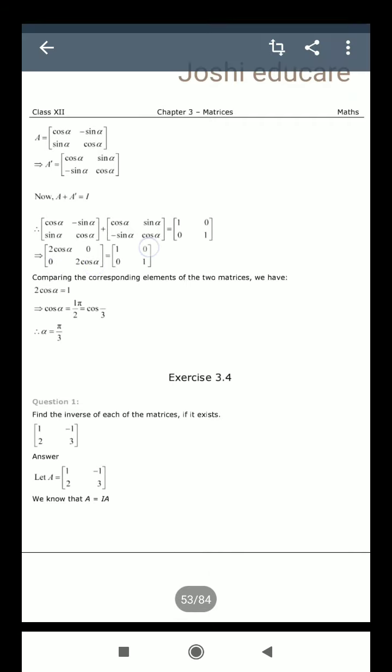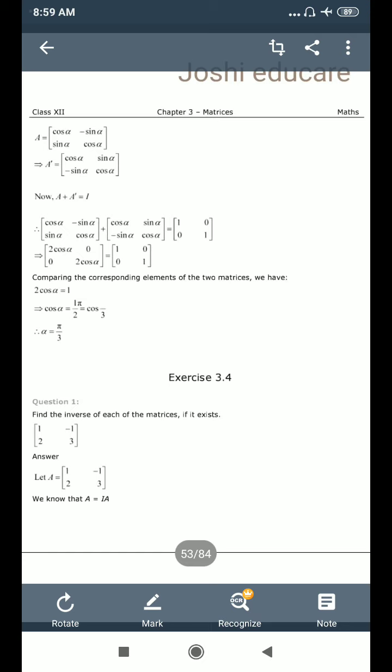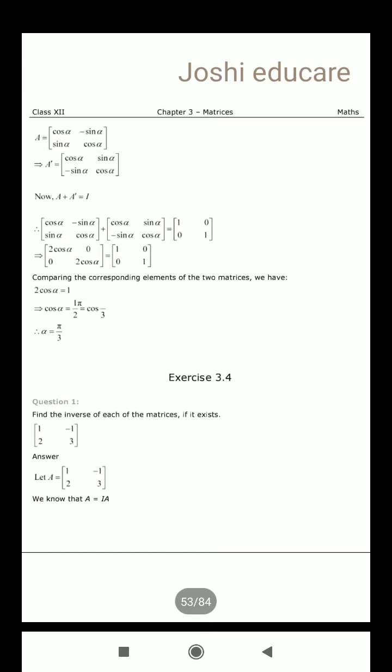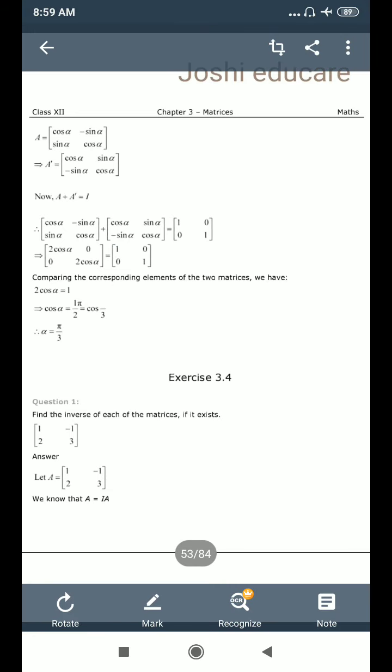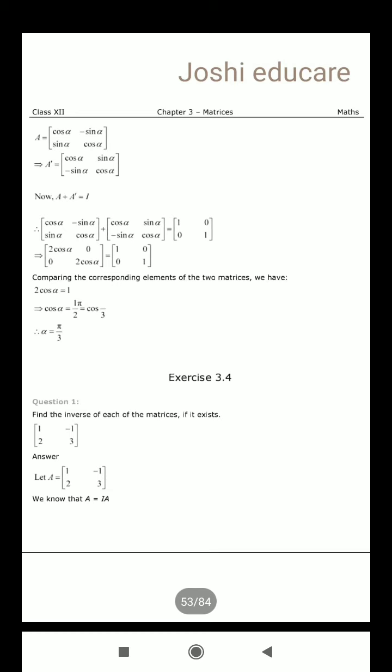So on comparing, these two matrices are equal, so corresponding elements must be equal. So 2 cos alpha is 1. It means cos alpha is half. Cos alpha half, we know that it is for alpha equal to 60 degree or pi by 3. That is the answer.